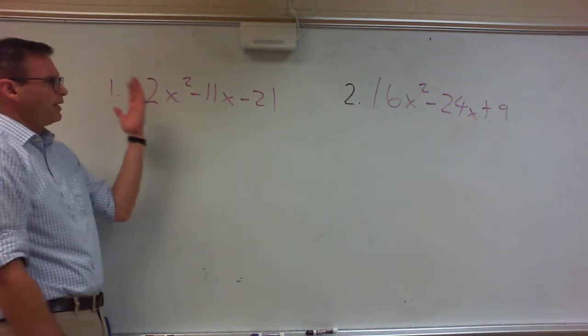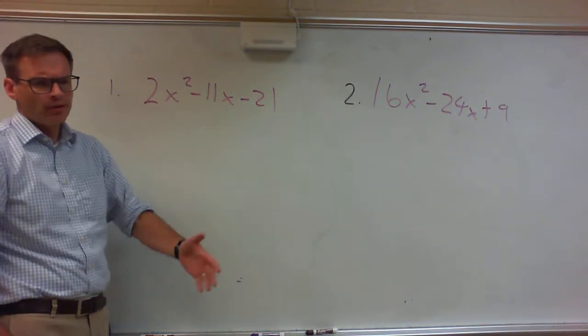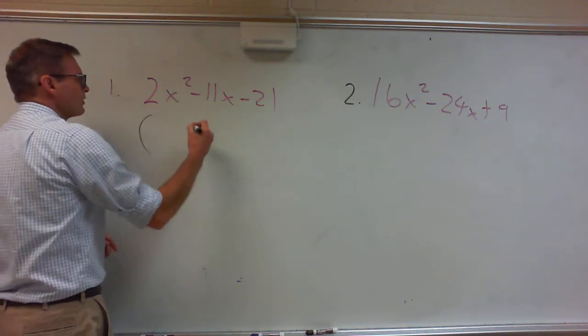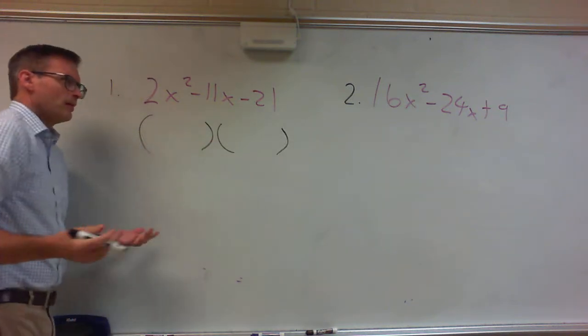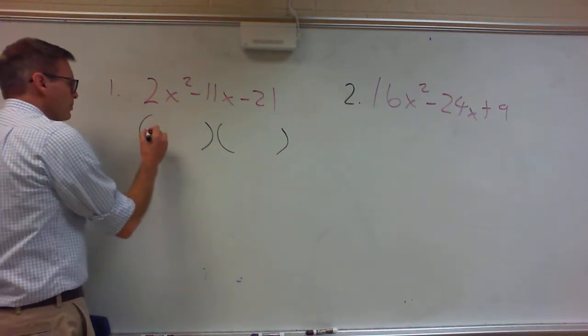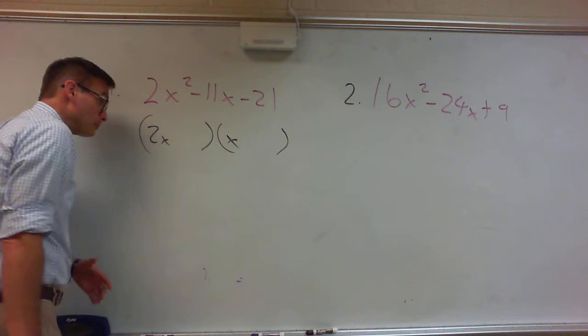All right, I got three terms: an x squared, an x, and a number. This is going to factor. I'm going to put my two sets of parentheses. And I ask, okay, how do I get a 2x squared? Again, not a lot of options. I'll have a 2x and an x.